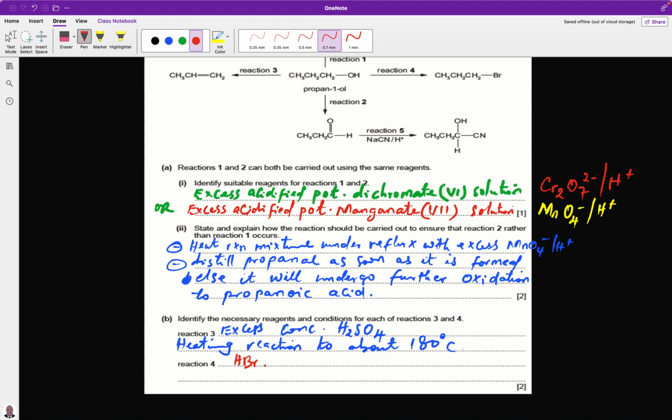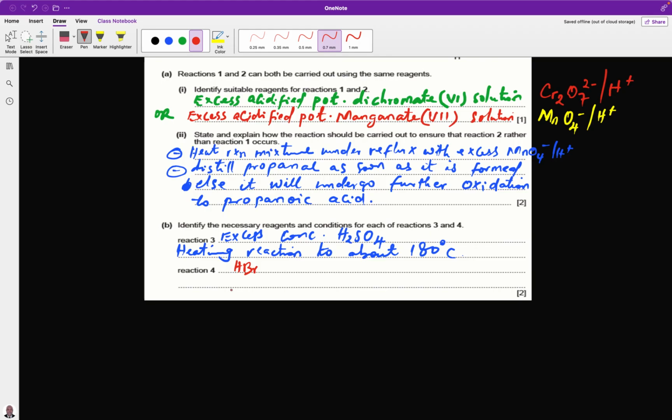Then secondly, what are the conditions? Hydrogen bromide is reacted with propan-1-ol to form bromopropane.